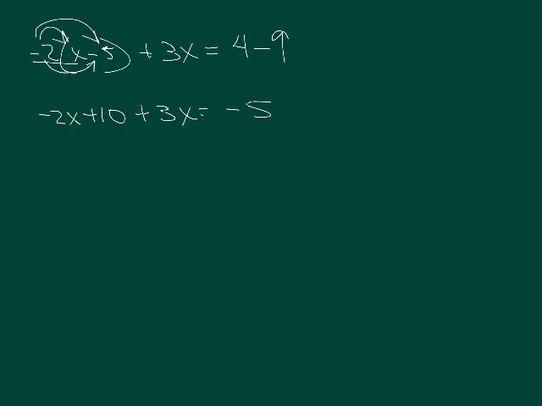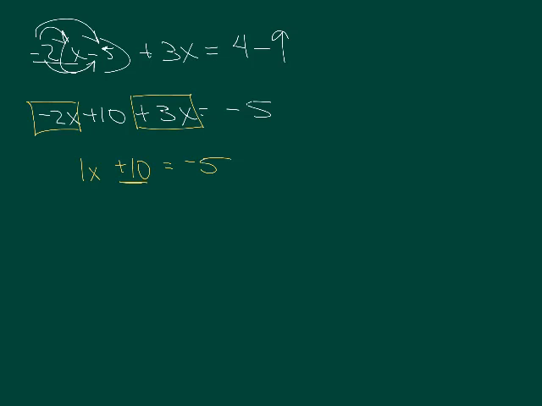Alright, so now I look for like terms. Well, I have a negative 2x here and a positive 3x here. So because the letters are the same and the exponents are the same, I can combine those. Signs are different, so I take the difference between the two, put the sign of the largest number on my answer. In this case, it's a positive sign, so I don't even have to show it. And I have a plus 10 equals negative 5.